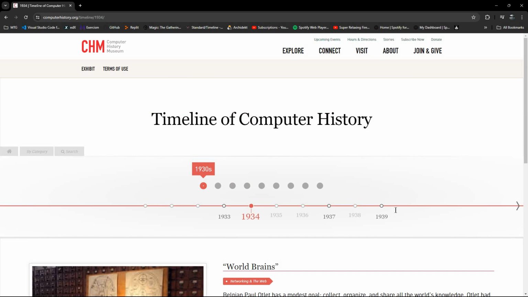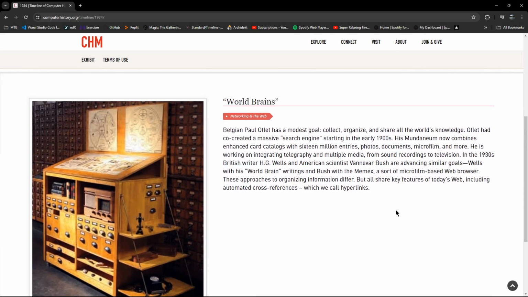So let's just have a look at a few entries here. Oh yes, this thing Mundanium, which uses, what is it, enhanced card catalogues with 16 million entries. And of course a lot of these you can check out by drilling down further on Wikipedia articles. But it's interesting to see some of these physical representations of things that then became digital representations. And there's certain elements that were in there to do with cross-referencing and things like that.